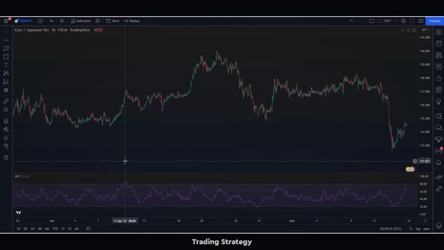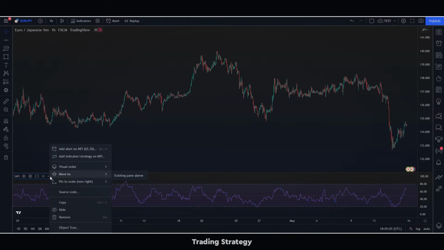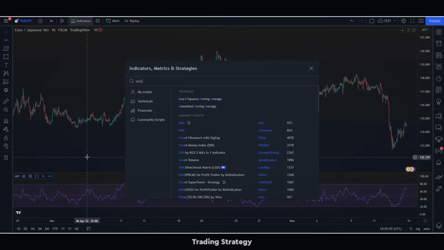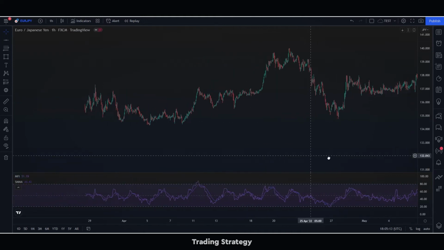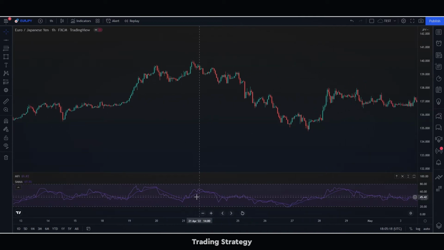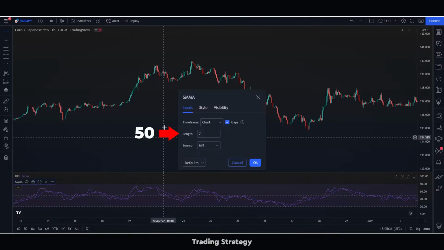Once this is explained, we will have to select a smooth moving average, but this moving average we will not put on the price chart. We'll put it inside the MFI indicator. To do this, we go to the 3 points of the MFI and select Add Indicator. Then we look for the smooth moving average. Once added into the MFI, we will see that this moving average is the average of the MFI values rather than the price. You just need to set it to 50 periods and that's it.